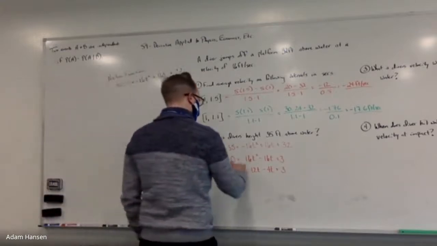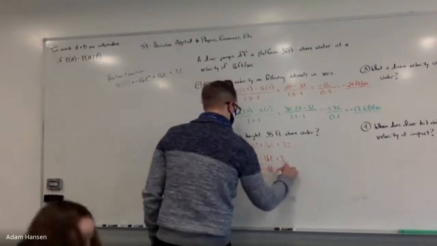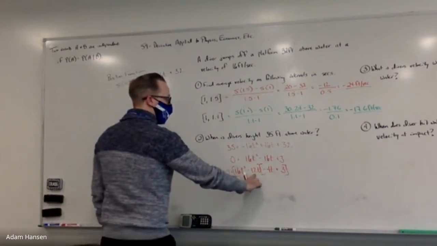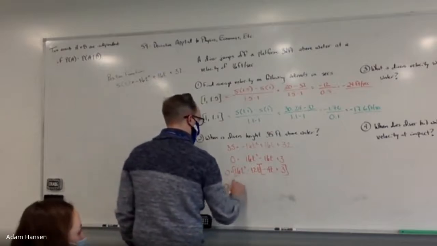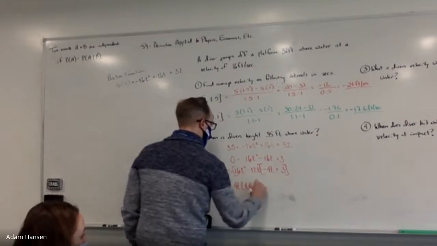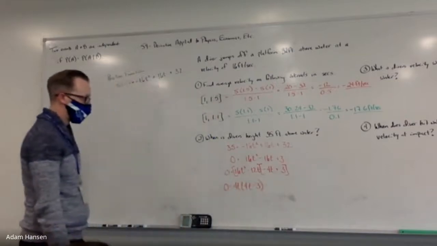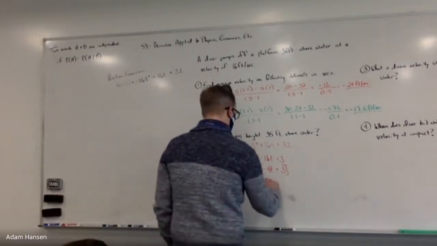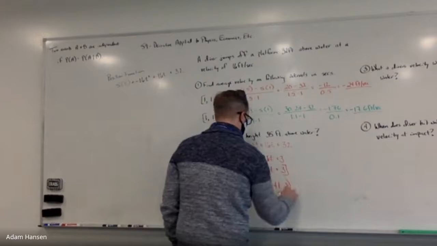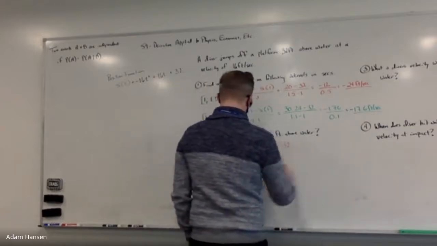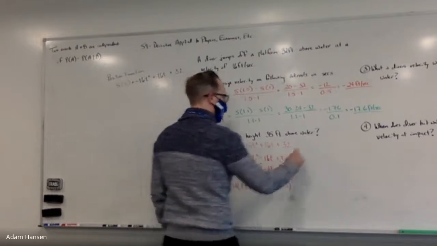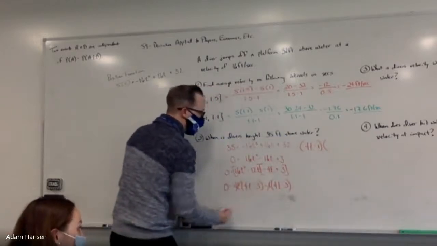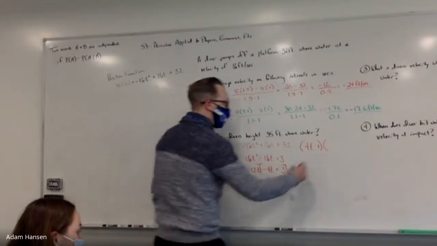I replaced negative 16 with negative 12 and negative 4. We're going to factor by grouping. From 16t squared and 12t, I can factor out a 4t, leaving 4t minus 3. Which means that 4t minus 1 is one factor, as is 4t minus 3.